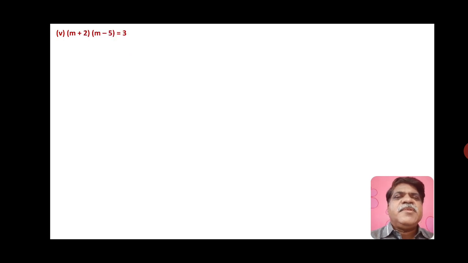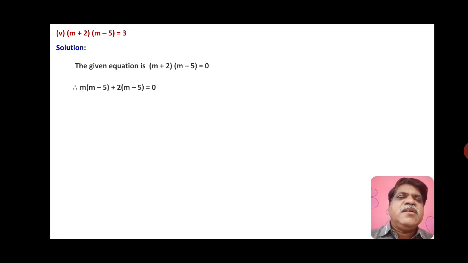Fourth, (m plus 2) and (m minus 5), two different brackets, is equal to 0. Friends, the given equation is in one bracket m plus 2, another bracket m minus 5, is equal to 0. We have to solve these brackets. So, m into bracket m minus 5 plus 2 into bracket m minus 5 is equal to 0. We solve the brackets: m square minus 5m plus 2m minus 10 is equal to 0. Therefore, m square minus 3m minus 10 is equal to 0. Minus 5m plus 2m, that is minus 3m.